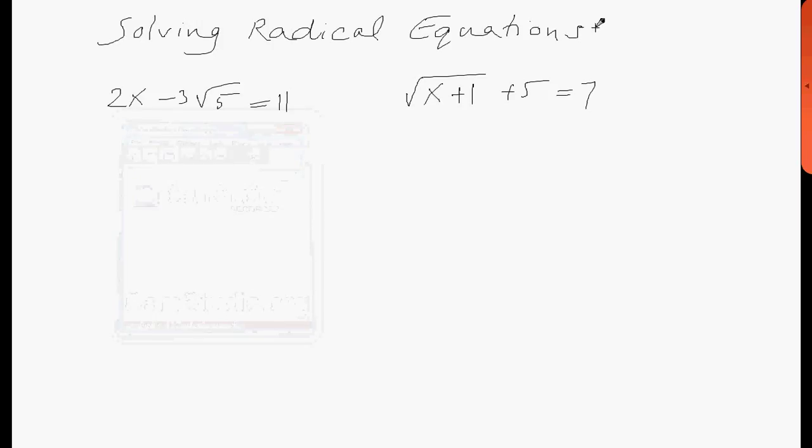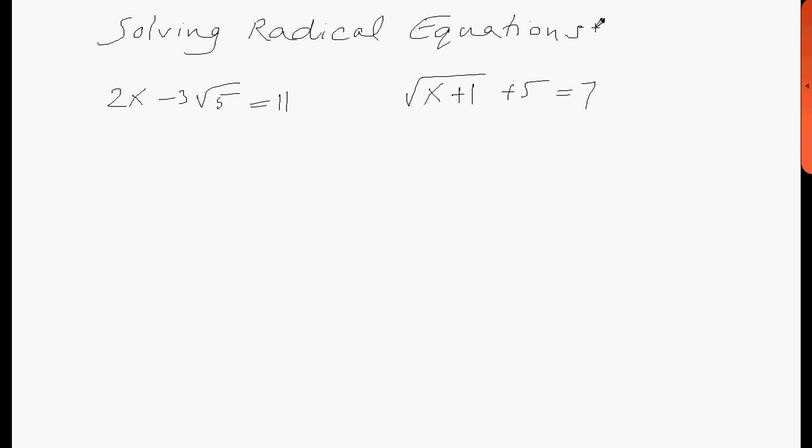Okay, today we're going to talk about solving radical equations. First of all, what is a radical equation? Here you see two equations and both of them contain a radical, but this one is not a radical equation. This is an ordinary linear equation. This one is a radical equation.